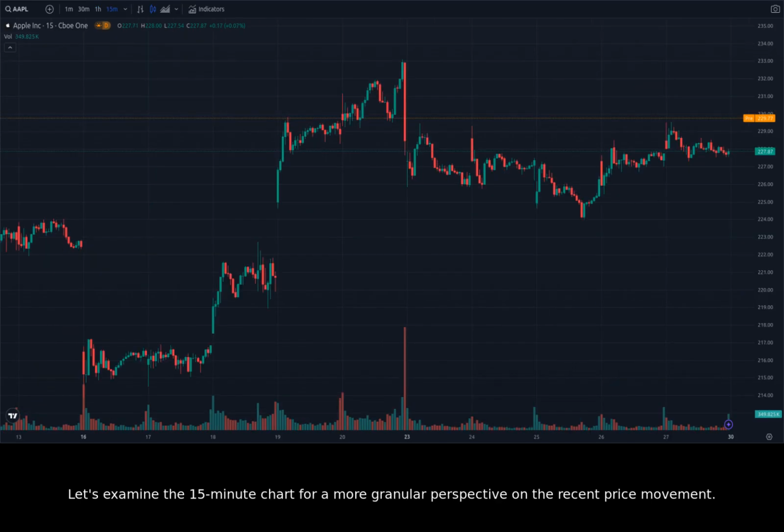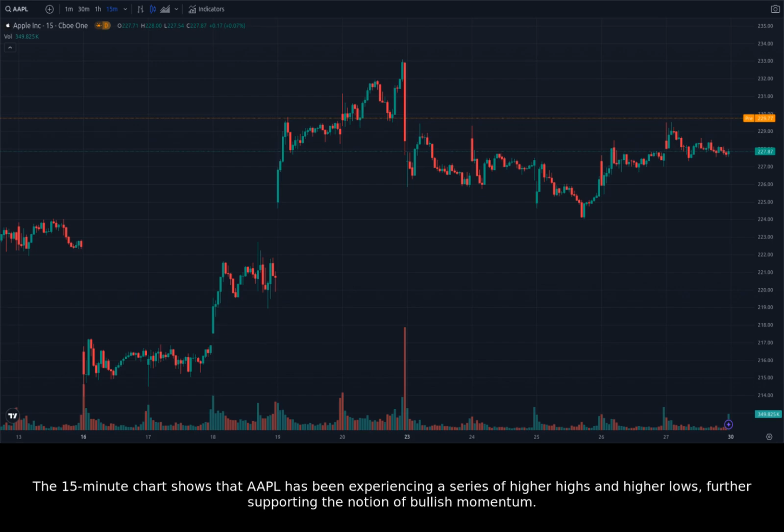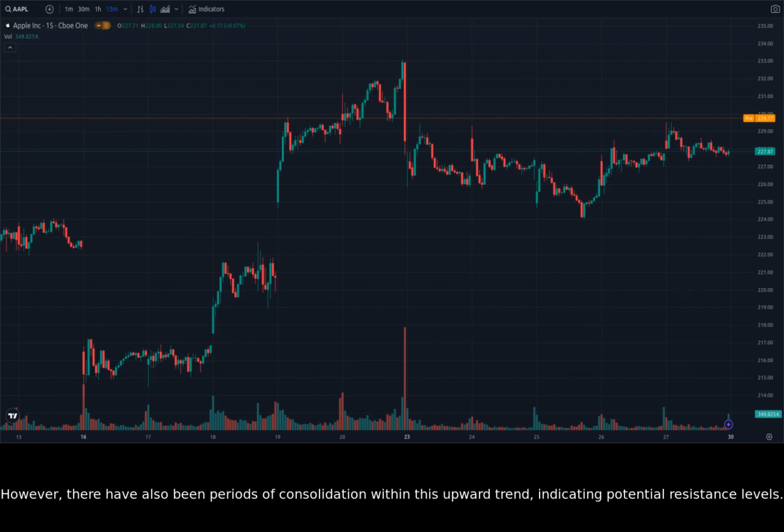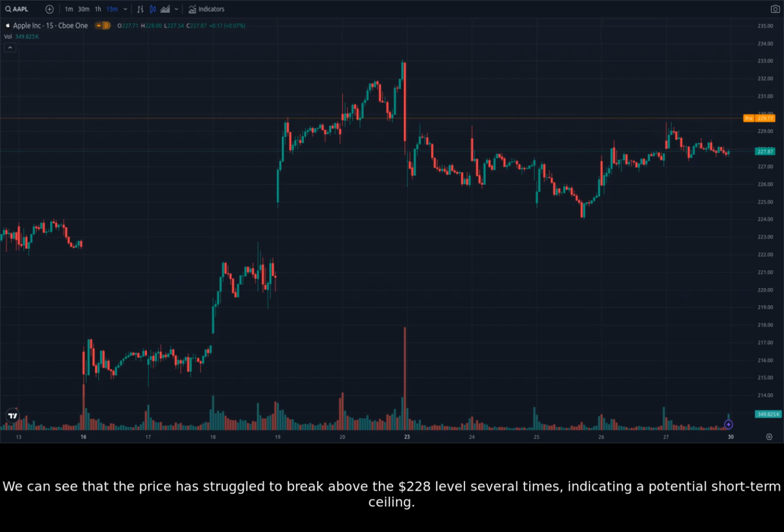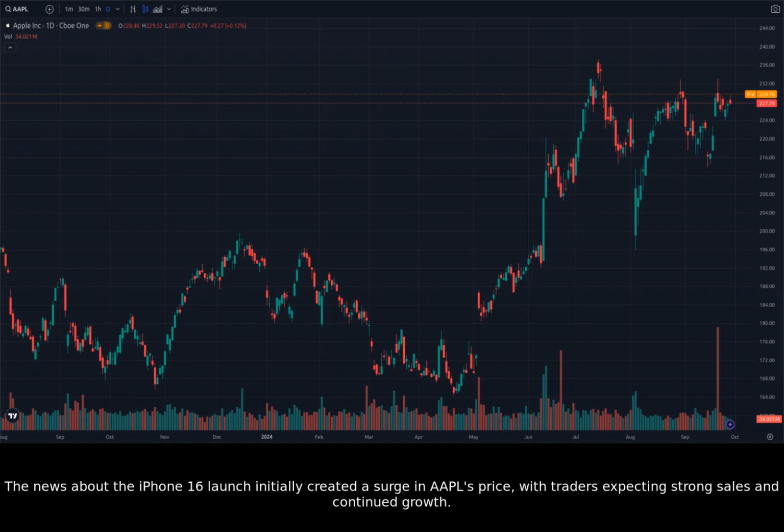Let's examine the 15-minute chart for a more granular perspective on the recent price movement. The 15-minute chart shows that Apple has been experiencing a series of higher highs and higher lows, further supporting the notion of bullish momentum. However, there have also been periods of consolidation within this upward trend, indicating potential resistance levels. We can see that the price has struggled to break above the $228 level several times, indicating a potential short-term ceiling.